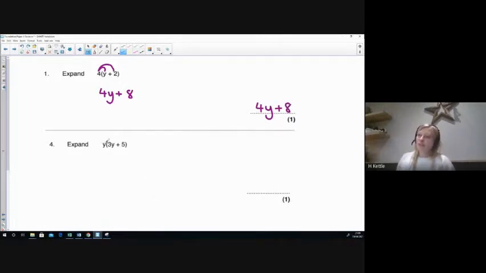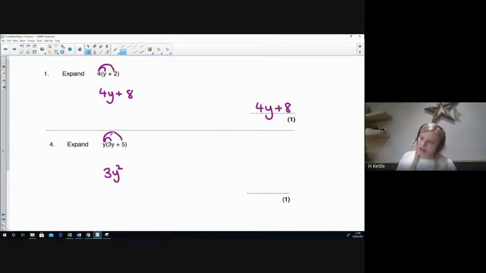For the second one, we need to times y by everything in the bracket. So I'm doing y times 3y. Now, y times 3y, we've got a y times a y there, and that's timesing it by itself, and that's going to give us a y squared. So y times 3y is 3y squared. And then I'm doing y times 5.